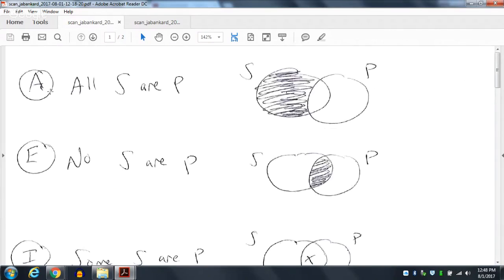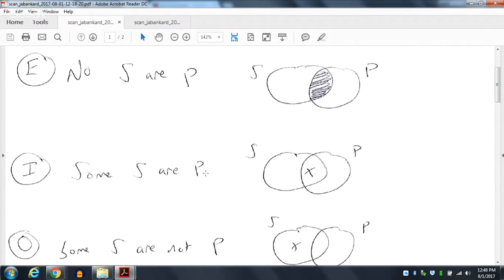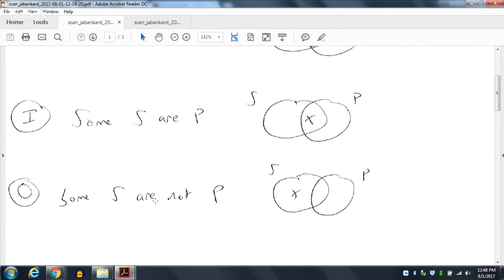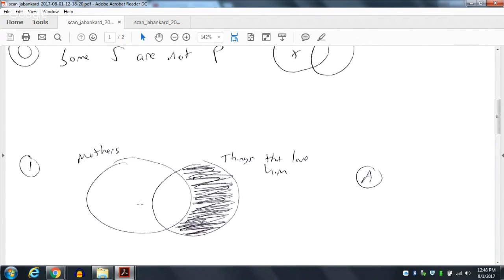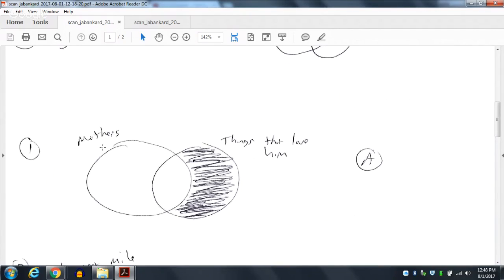So again, if it's an A claim, all S are P, it's like this. No S are P like this, right? We black out. There's nothing that exists in the overlap. This pushes every S into the category of P as well. Some S are P, an X between the two. Some S are not P, it's over here. What about this idea that only a mother could love him, right?